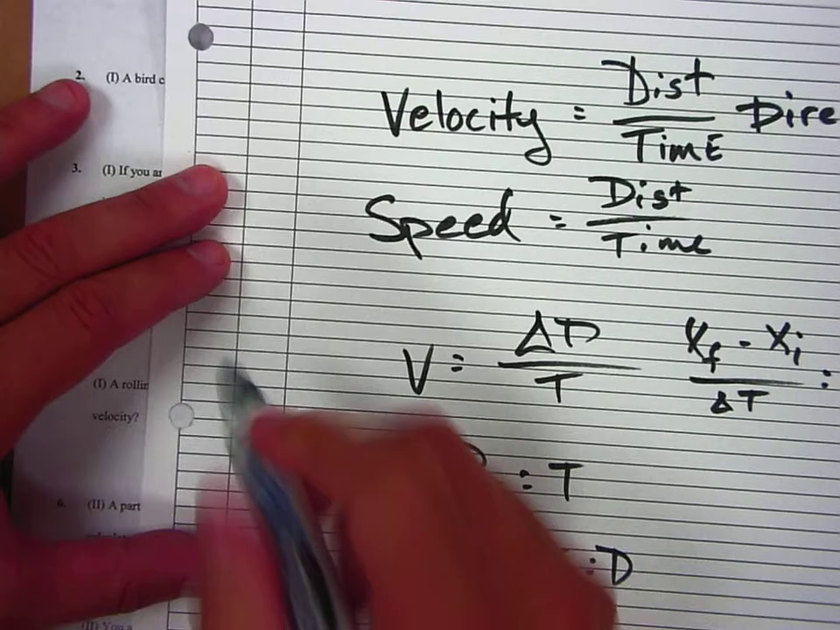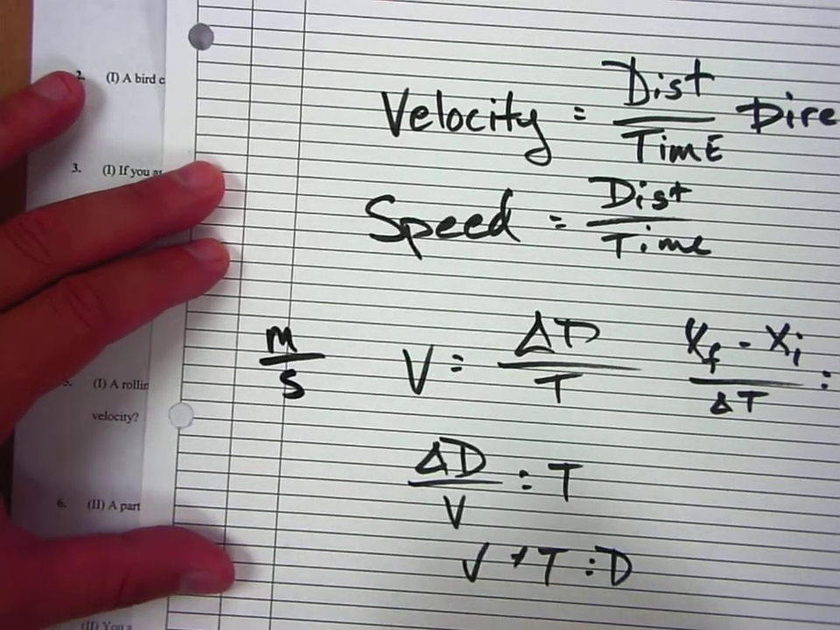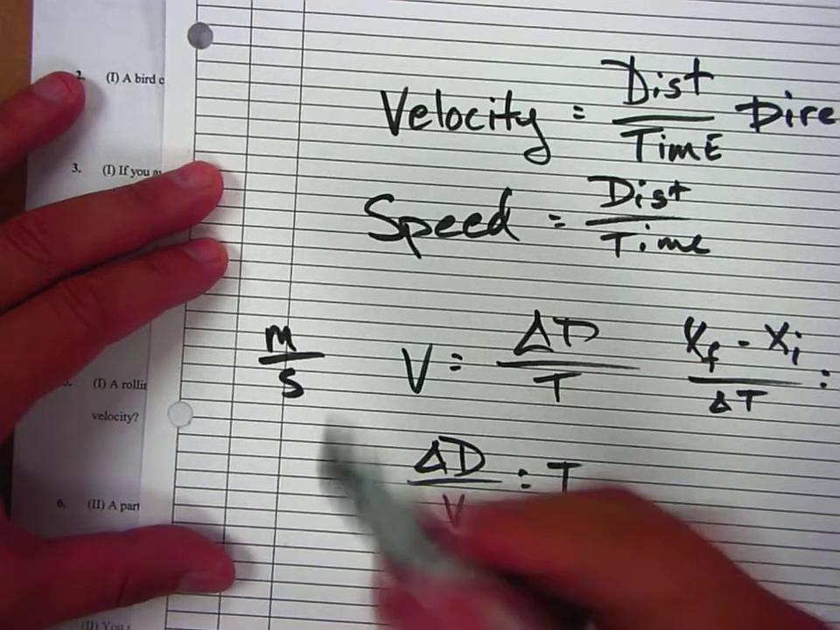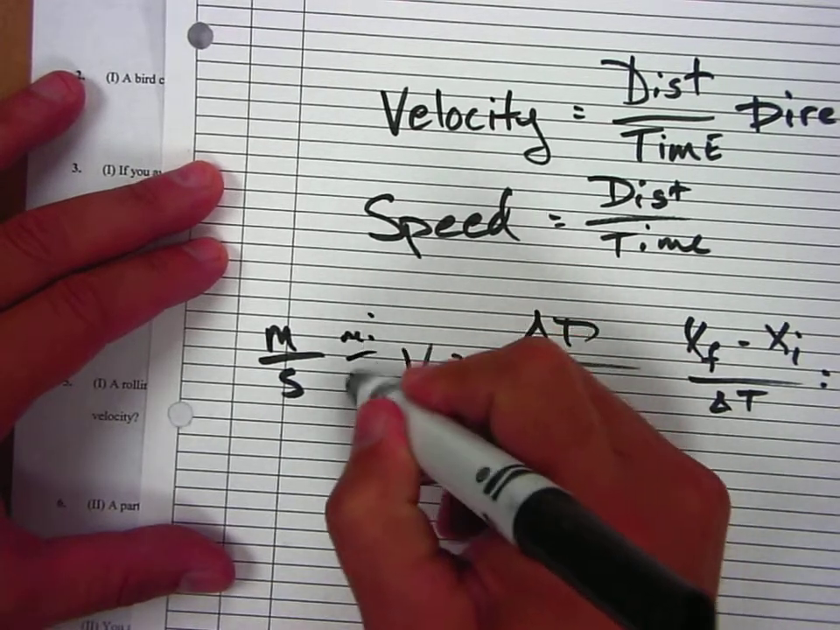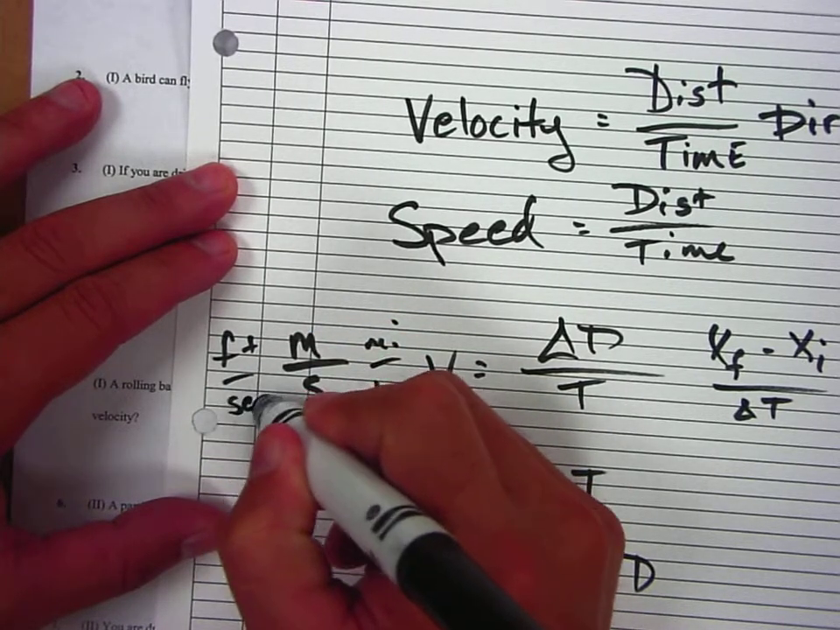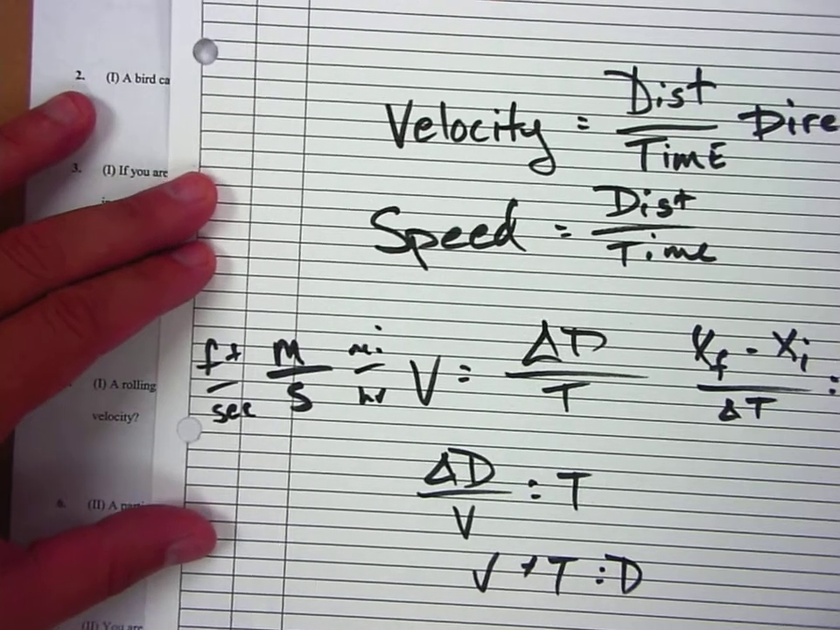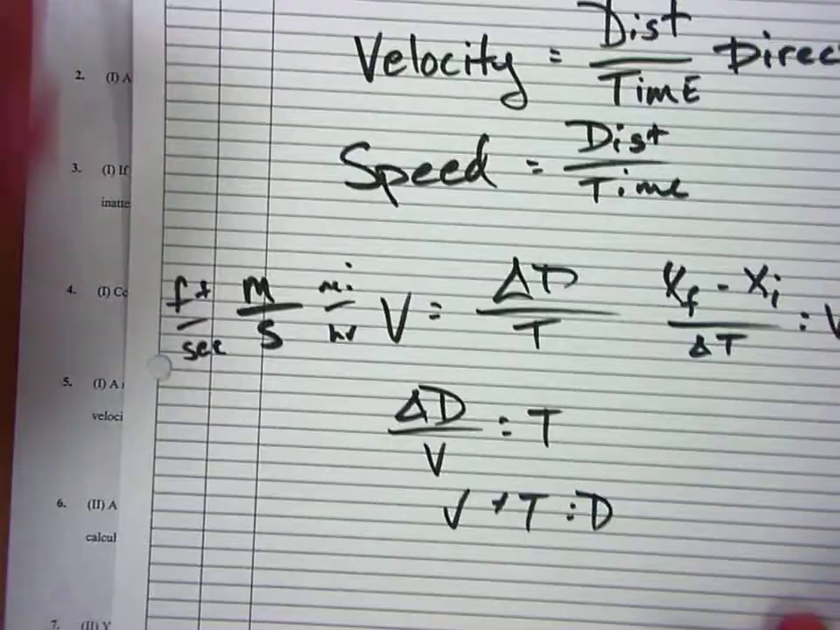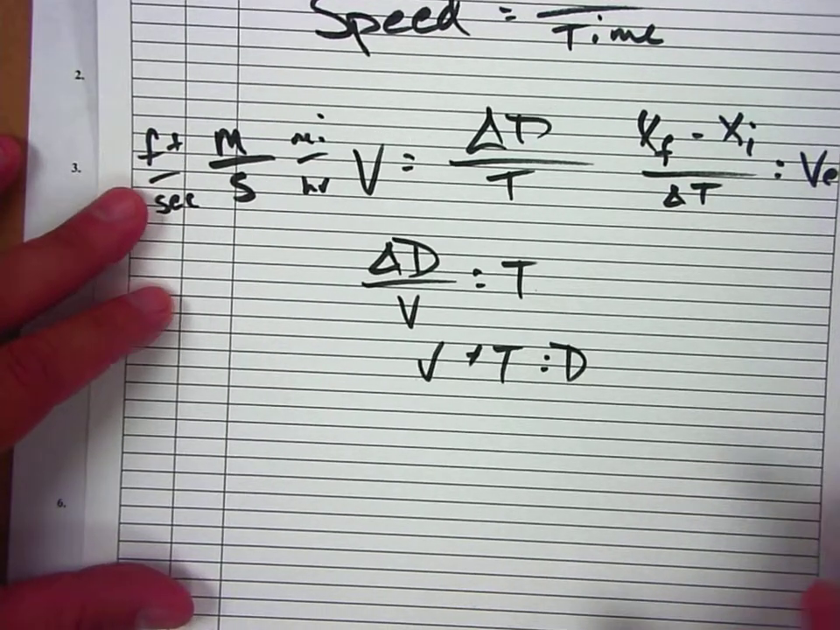Velocity's unit is normally meters per second. However, it can be any distance over any time. So you can have miles over hours, you can have feet over seconds, or whatever. So that's an important part. And usually in this unit, you like to also cover conversions.